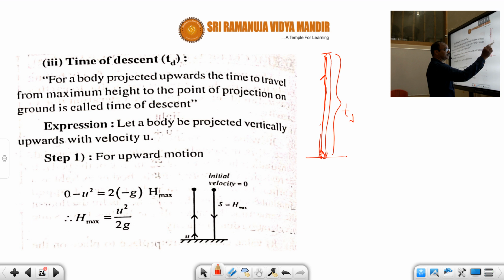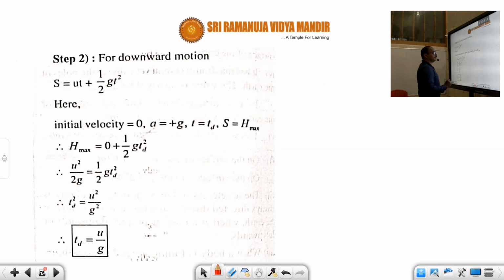So to calculate the time of descent, first we calculated the maximum height. Say suppose the object is thrown vertically upwards, then maximum height h is equal to u square divided by 2g. Till this height the body has gone, where the velocity v is equal to 0. After that, what is happening? After reaching the maximum height, it is coming towards the ground. So then see, we know the downward direction.